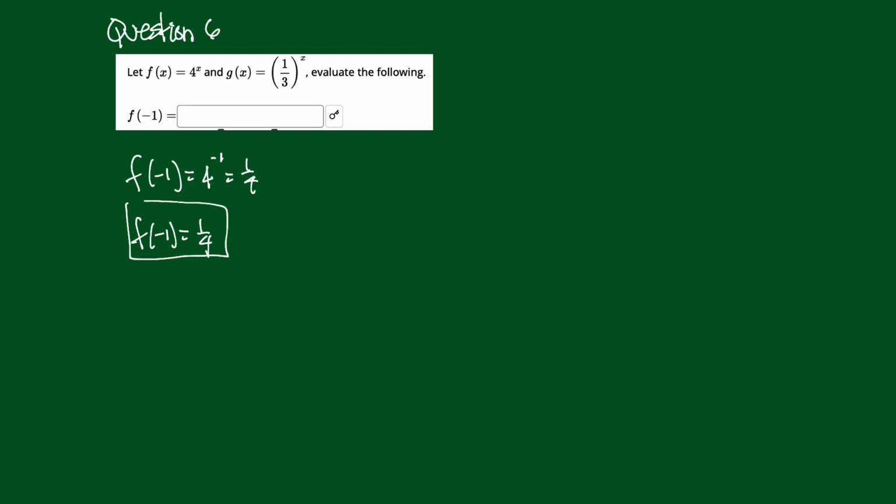So what that says is that, let's just draw a little picture here. Why not? Here's a -1. You put that into f, and what do you get back out? You get back out 1/4.